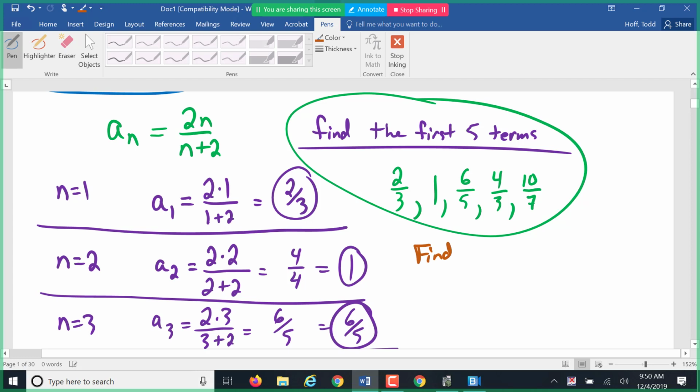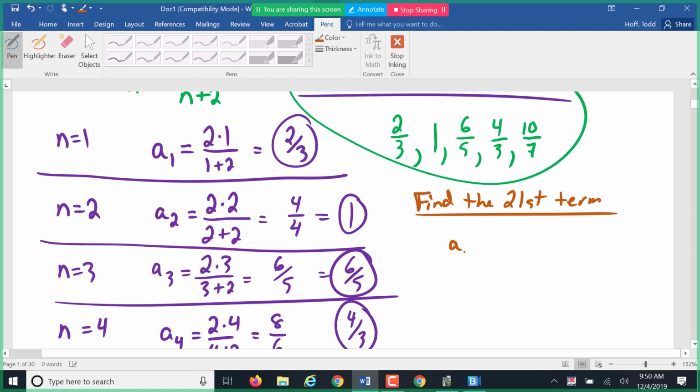What if I ask you to find the 21st term? Well, because we have a general term, that means we're simply finding a_21. So we put 21 in for n, so 2n becomes 2 times 21. n plus 2 becomes 21 plus 2. That is simply 42 over 23 for that term. Or 1 and 19/23 if you do want to make it into a mixed number.